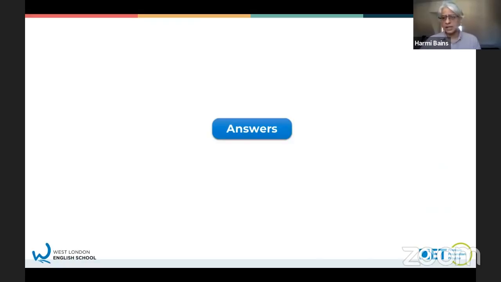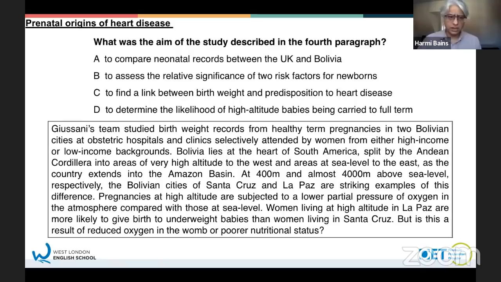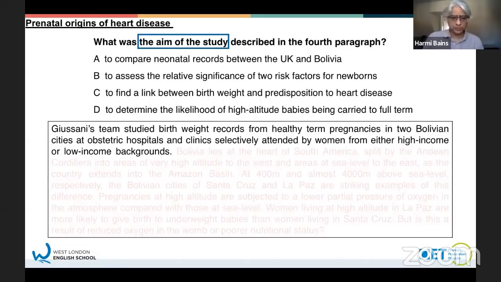Okay. All right, so let's look at these two questions. The first question about heart disease asked you about the aim of the study here. And again, you've just really got to focus on the question. Make sure you know what they're asking of you. This was asking about the aim of the study, and that's really what you're looking for.